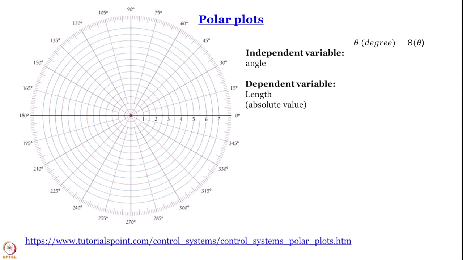So, what we will do is, we will just give you some arbitrary values of some function of theta, capital theta, for each value of theta, and we will go in increments of 15 degrees. And we are going to plot it on this graph. By the time we are done, I hope everybody will understand how to draw polar plots. So, let us get going.